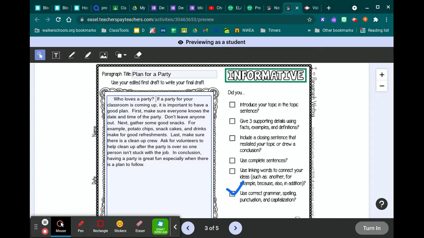And I'm going to read this again. If a party for your classroom is coming up, I need to put the word then there. Then it is important to have a good plan. All right, great. I have my introduction to my topic with a really strong lead.